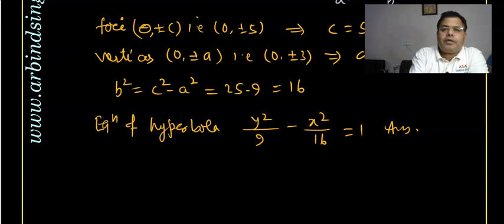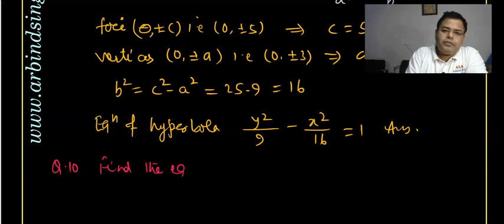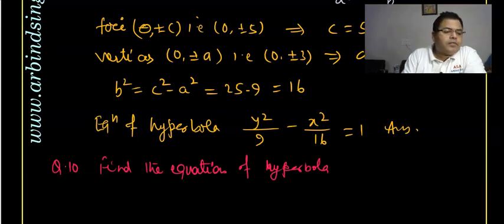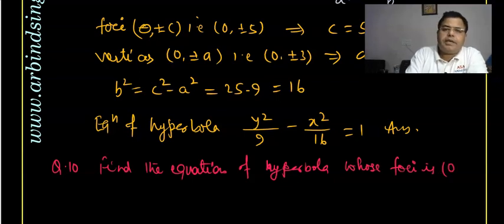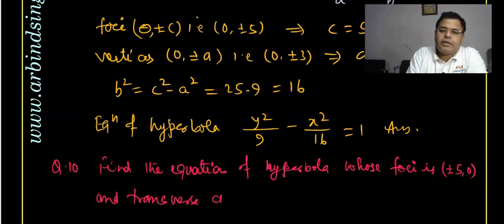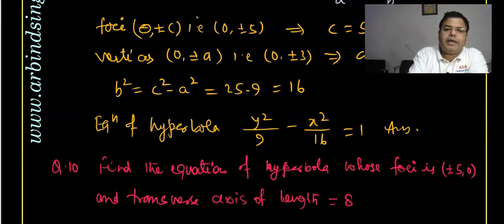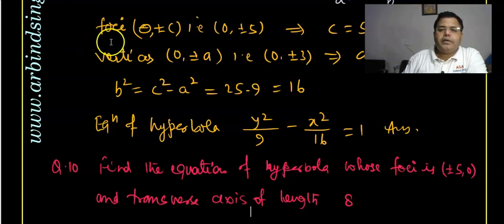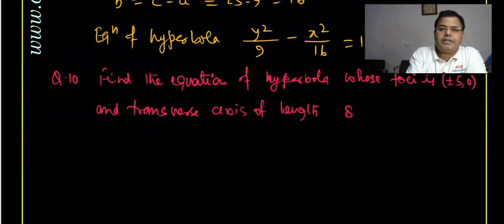Now we have another question of this category, question number 10. Find the equation of hyperbola whose foci are plus minus 5 comma 0 and the transverse axis is of length 8. So this will be the question. Now how to deal with this? The transverse axis lies along the x axis because the foci lie on it.